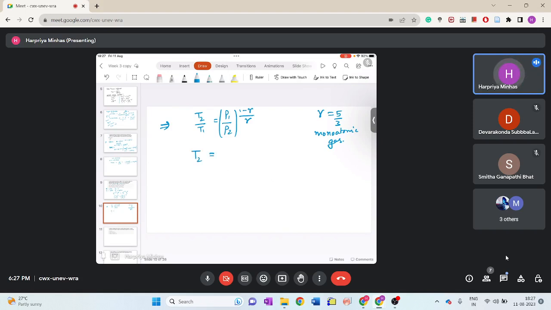So our T1 is 546 Kelvin, P1 is 10 atmosphere and P2 is 5 atmosphere, and our gamma is 5 by 3. Please calculate it and let me know the temperature.